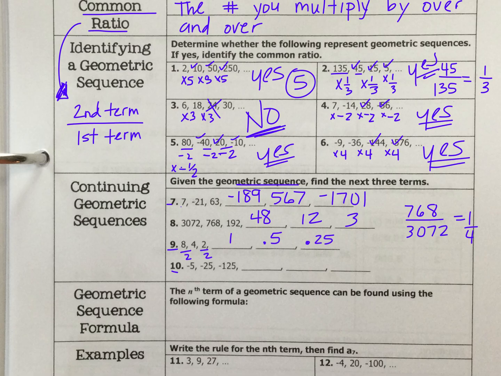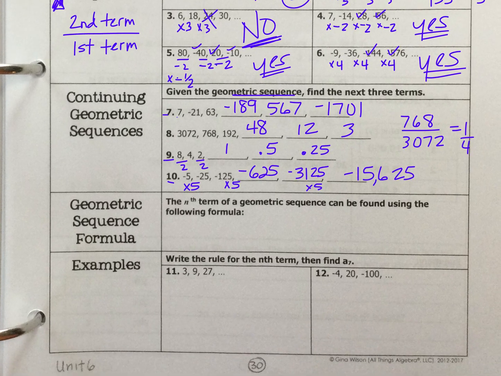All right, to get from -5 to -25, I know I multiply by 5. So -125 times 5 is -625. -625 times 5 is -3,125. -3,125 times 5 is -15,625.